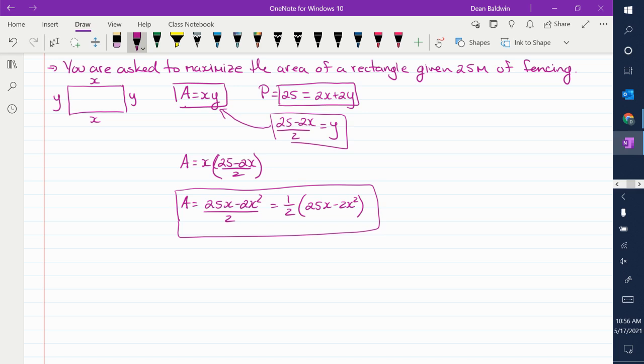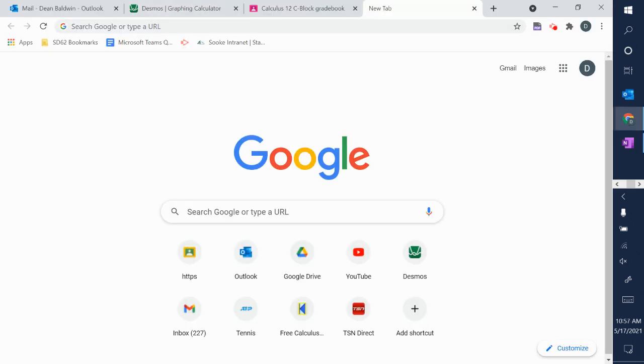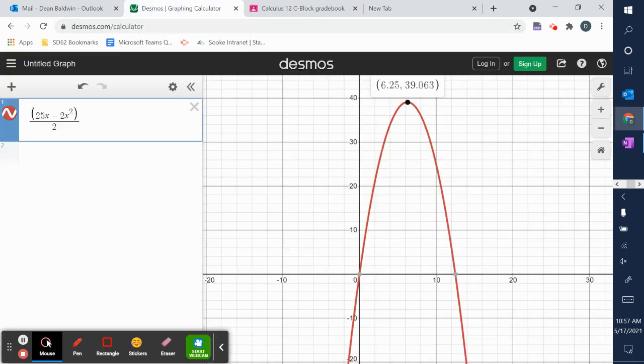But before we do, does anybody know what shape that is? Come on. It's grade 11 math. What did you do in grade 11 math? You did parabolas, right? This is a parabola because it's got its power of 2. In fact, this is the graph, okay? 25 minus 2x squared over 2.